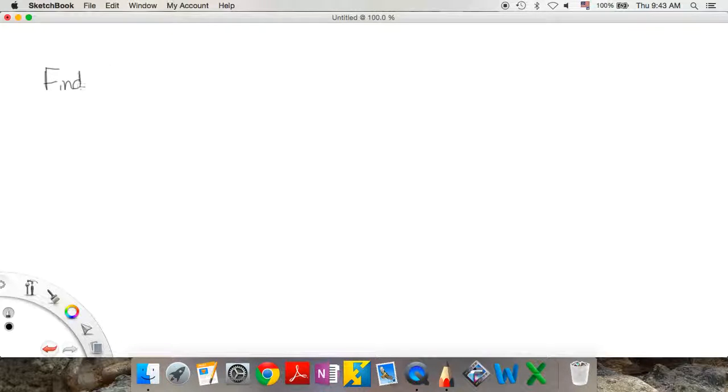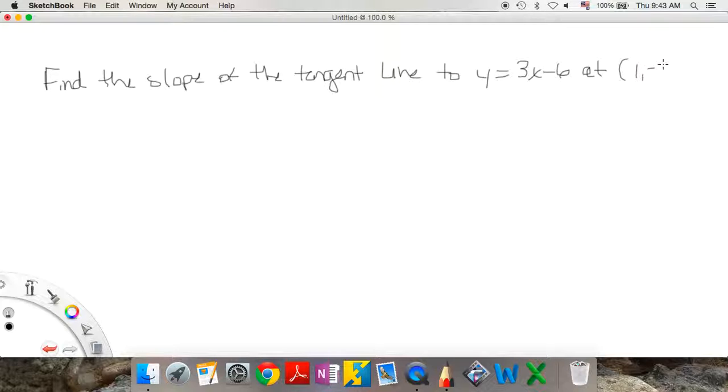So, find the slope of the tangent to y equals 3x minus 6 at (1, -3). Now, you may be saying to yourself, it's a line. If it's tangent to it, then it is the same line. Obviously, the slope is 3. That's true, but let's look at how it applies with the calculus so that we can make sure we've got this concept down. All right, so we know that our x naught is 1.